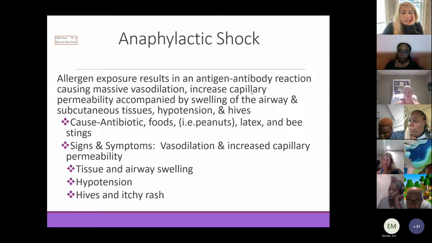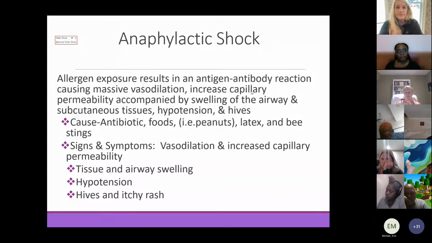Anaphylactic shock, this is usually what someone suffers when they're having some type of allergy. Some type of allergen exposure is going to cause this antigen-antibody reaction in the body, and how it reacts is it causes massive vasodilation. So we're going to see that our capillary permeability is going to be increased. Our airway is going to start to swell. Our subcutaneous tissue is going to swell. We're going to have low blood pressure, and some people may have hives. Not everybody gets hives, but some people may. It is something that we see.